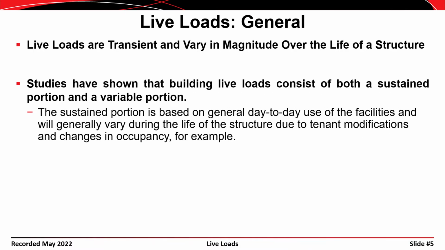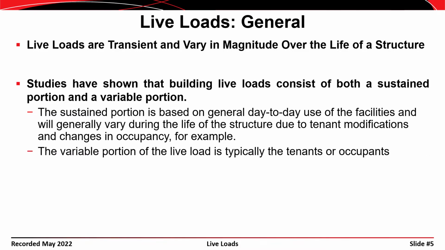Studies have shown that building live loads consist of both a sustained portion and a variable portion. The sustained portion is basically there most of the time and consists of things like desks and chairs and tables and equipment and maybe filing cabinets that are in the room. The variable portion is typically the occupants or the tenants that would enter or leave. So take a classroom, for example. You have a number of desks and tables, probably some computers and chalkboards and things like that. That would be the sustained portion. The load imposed by the students and the teachers entering and leaving would be the variable portion.